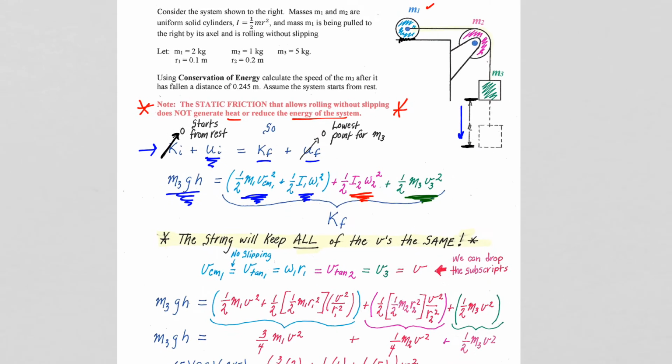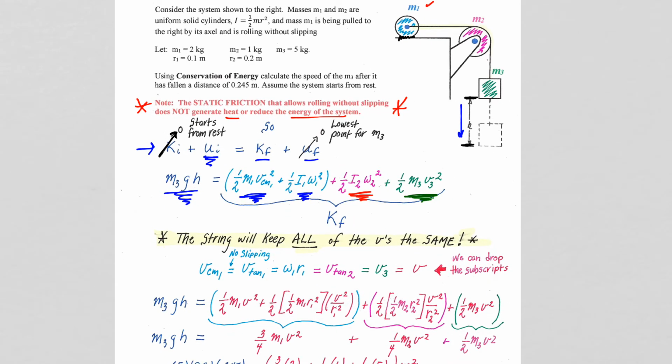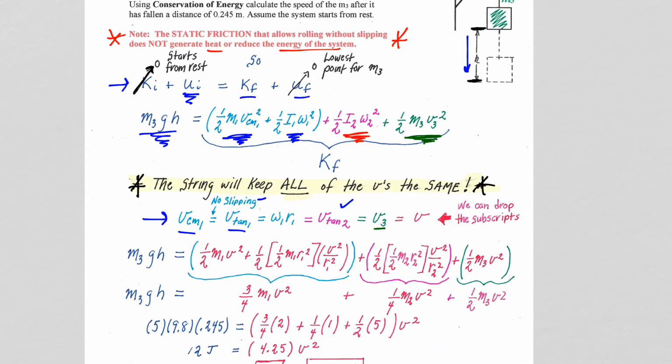Okay, so note that the string in this case locks the system together. I have it highlighted here. I ask you to please get this into your notes and highlight it: the string ties this system together, figuratively, literally, mathematically. All of the v's in this problem are going to be the same. Now, v center of mass equals omega r for M1 is not a result of the string. That's a result of the no slipping. But then everything else is the string. The tangential velocity on the rim of M2 will match the linear velocity of M1, and the rotational tangential velocity on the rim of M1, as well as the linear speed of M3. As I've stated here, we can drop the subscripts on all of the v's, and we do.